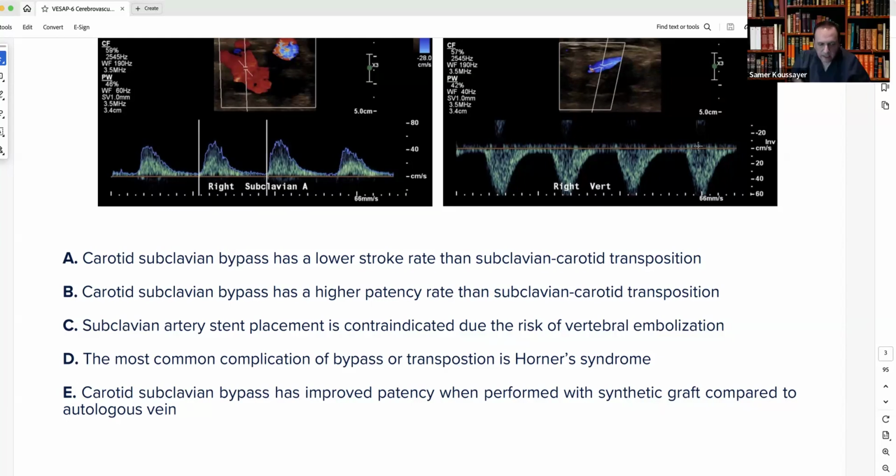As I said, this is the area where patency is better than vein, not because of the graft itself, but because of the kink. Any area where you have a kink, a graft usually works much better than the vein. So that's the right answer. The most common complication of bypass or transposition is Horner? No, Horner is mainly seen only in transposition. We don't see it in bypass, so this is wrong.